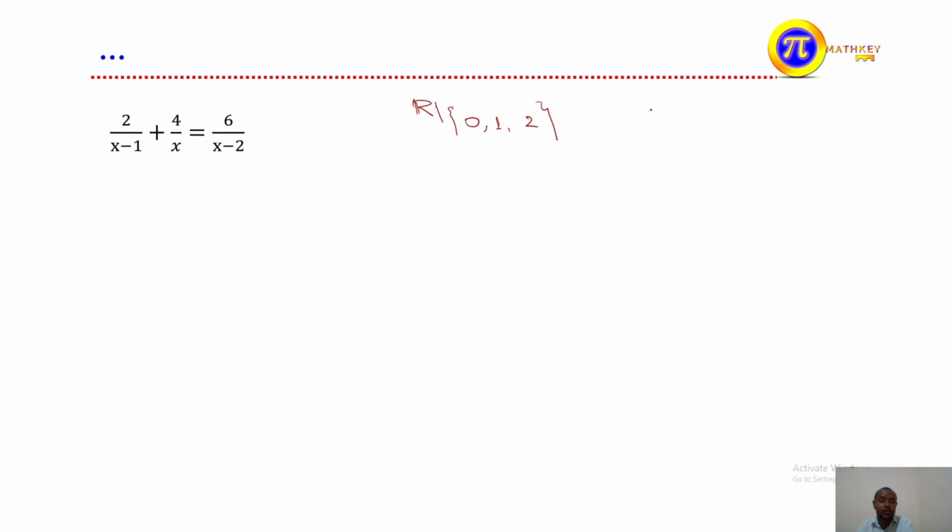So, what's the LCM of this one? You know that in the case of 1 over 3 plus, for instance, 1 over 2 is equal to, for instance, 1 over 7, you see? 3 is prime, 2 is prime, 7 is prime. That means the LCM of them is the product of them. The LCM is 2 times 3 times 7, which is equal to 42. The same for this one. The LCM of this is the product of them, that means x times x minus 1 times x minus 2. This is the LCM.